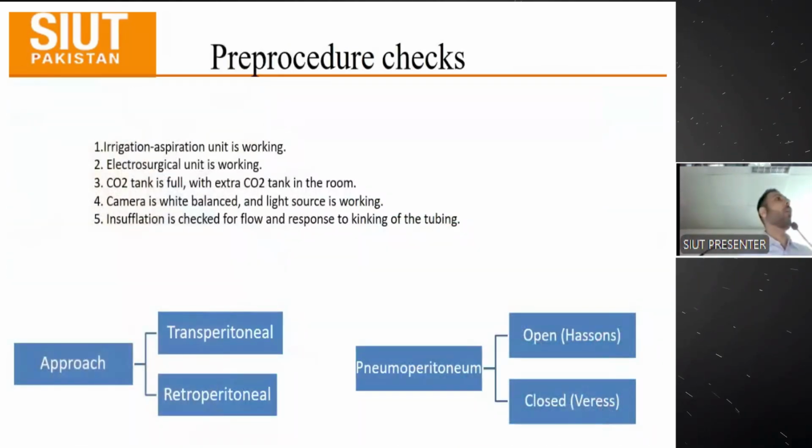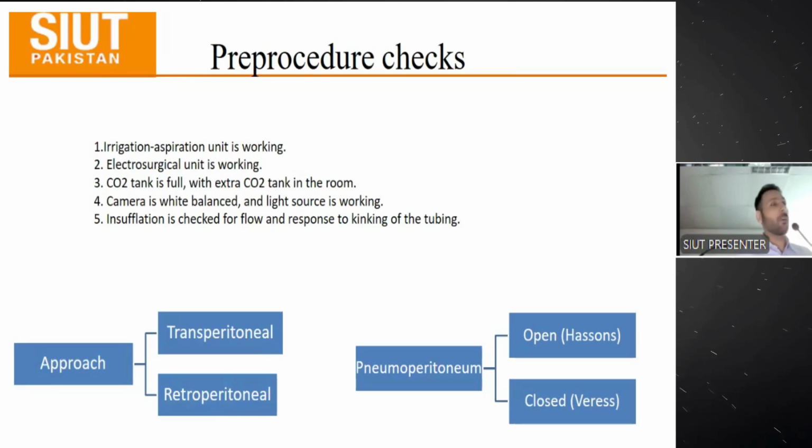Before we embark on doing a surgery, we need to have some pre-procedure checks. We need to understand that this is of utmost importance before we start off doing a surgery. We need to know that the irrigation aspiration unit is working, the electrosurgical unit is working, the carbon dioxide tank is full, and we also have some reserve carbon dioxide. The camera is white balanced, and the light source is also working. The insufflation is also checked before starting off with the surgery.